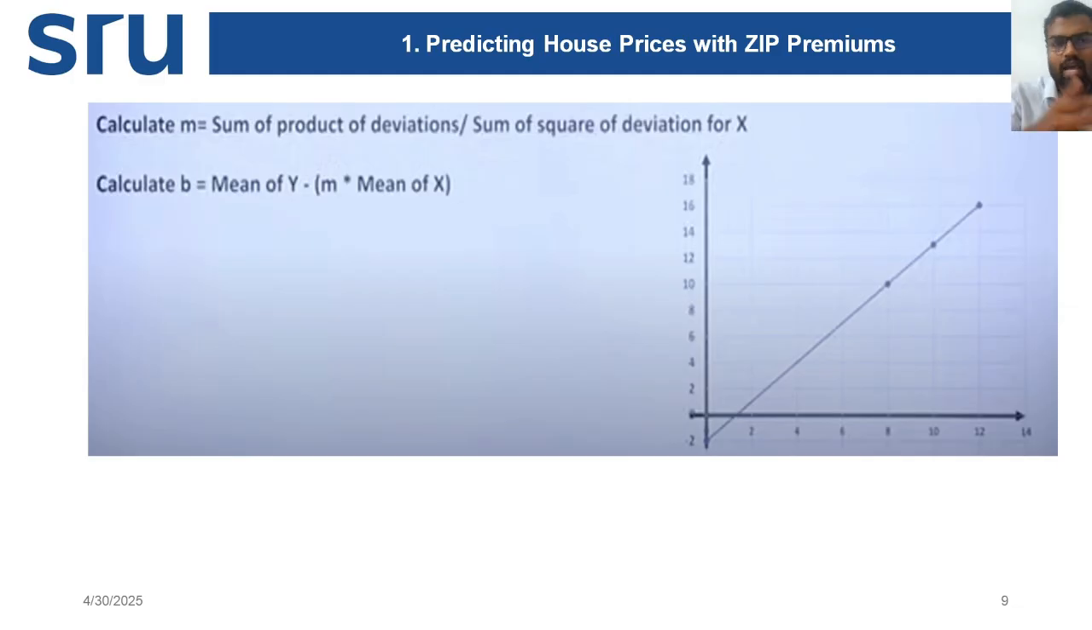So calculate b equal to mean of y minus m into mean of x. Obviously you're going to find out m before finding b, right? Here x means the size of the house, right? To find out this m and b, we need to make one table so that we can find out the product of deviations and the sum of square of deviations for x.